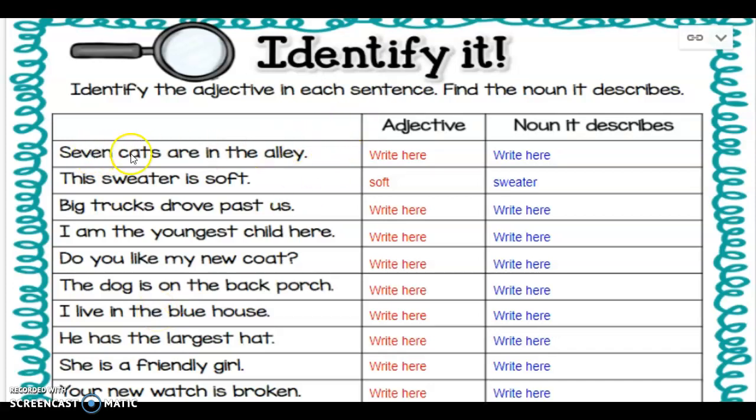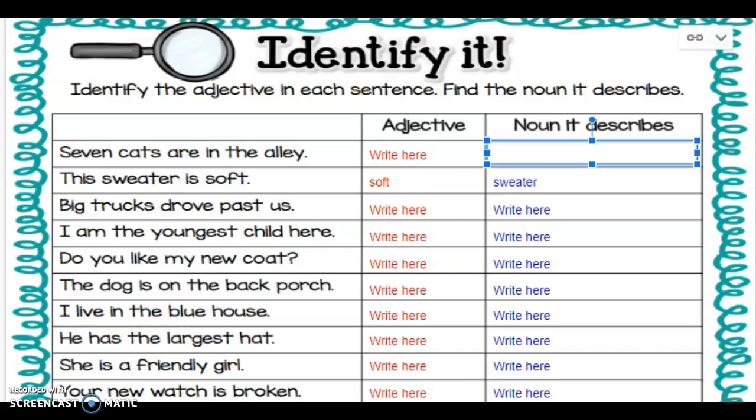So be very careful as you start with 7 cats are in the alley. Remember, find the noun first. You highlight over the words, backspace, and you'll be able to type the noun. And then do the same thing in the adjective spot.